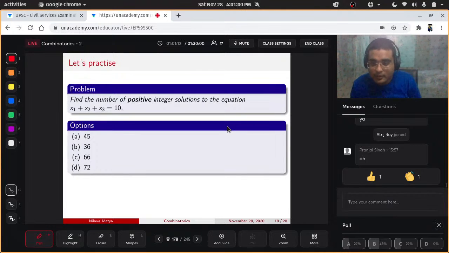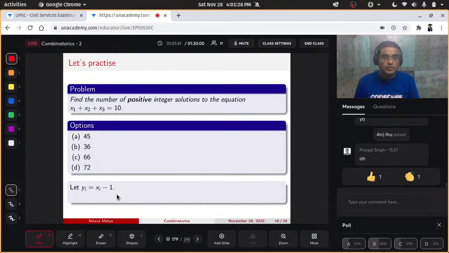Okay, so we have an interesting answer here. So majority is B, 45%. Other A has 27% of the votes and C has 27%. And B has 45%. So this time majority is winning. So it's 36 answer. Let's see why. Why is it 36?